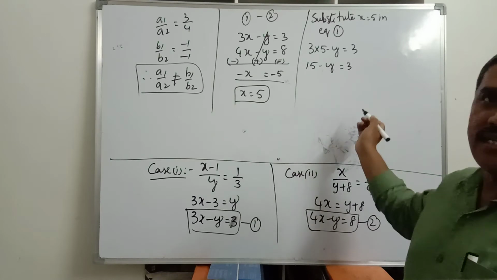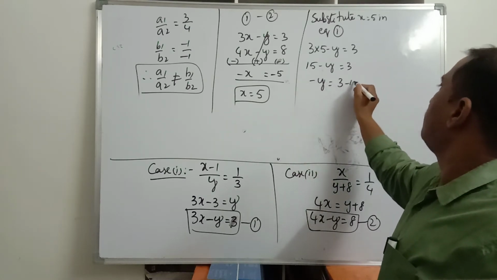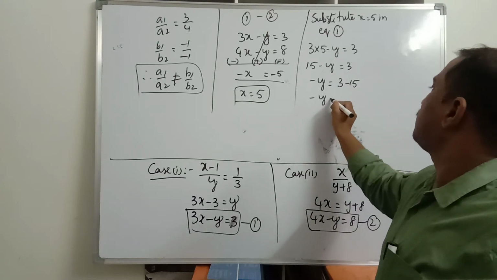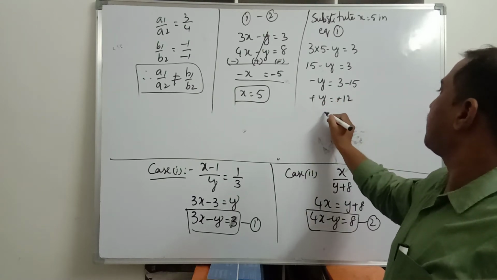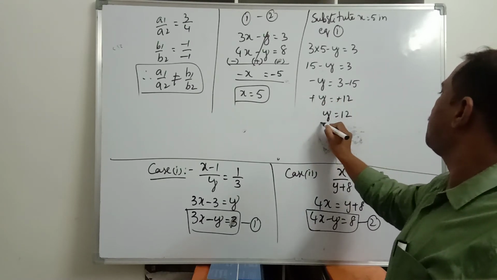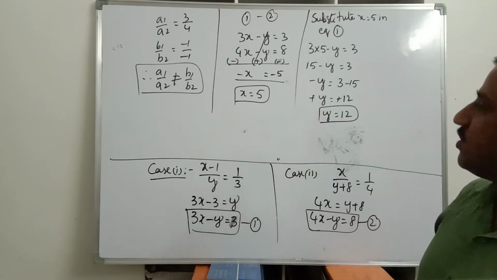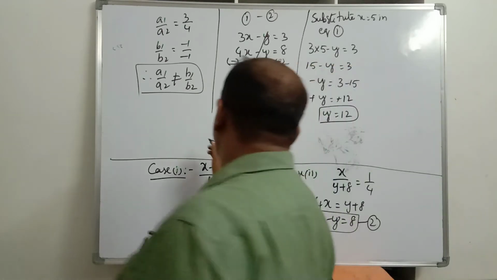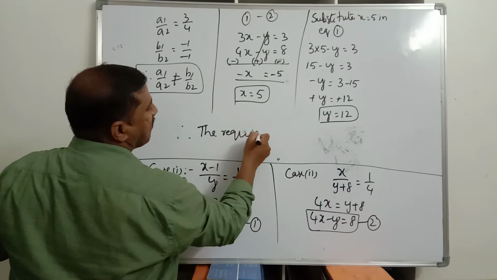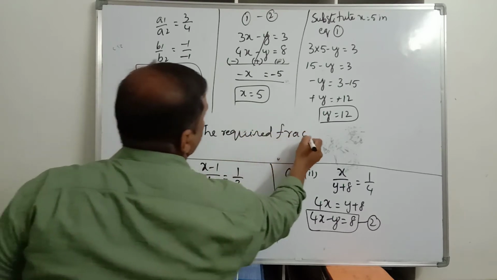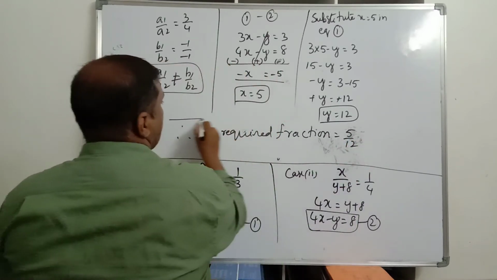Transpose 15 to the RHS, it will become minus 15. That is minus y is equals to 3 minus 15, which is minus 12. Again minus and minus are cancelled. We get y is equals to 12. Here y is the denominator, 12, and x is the numerator, 5. Therefore, the required fraction is 5 by 12.